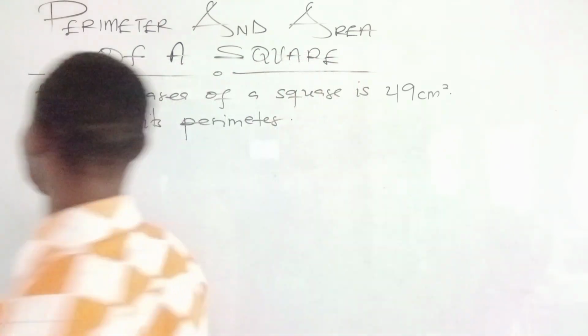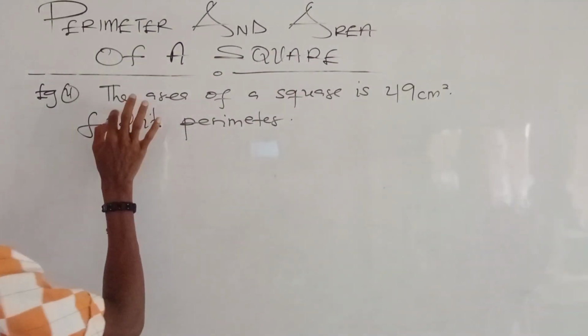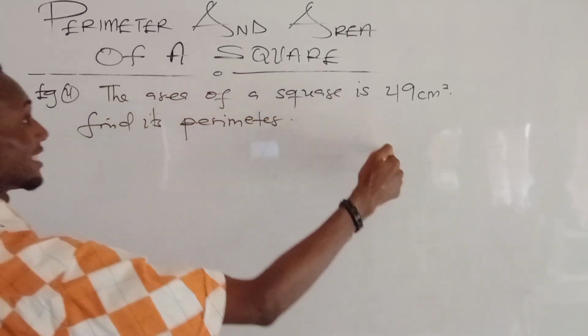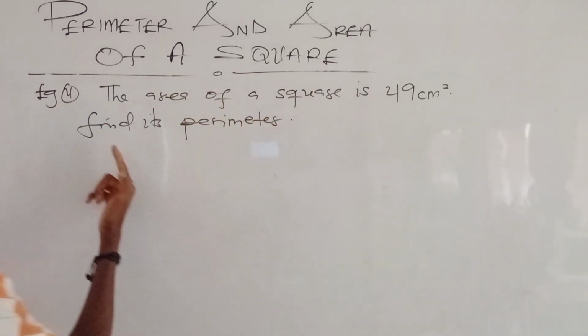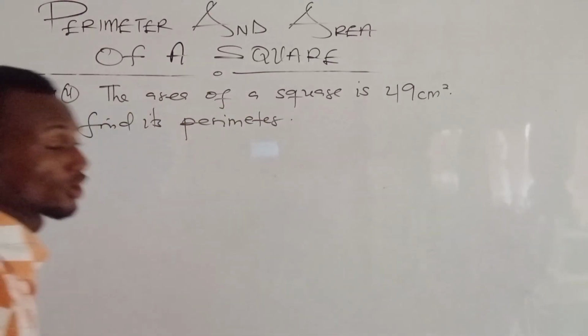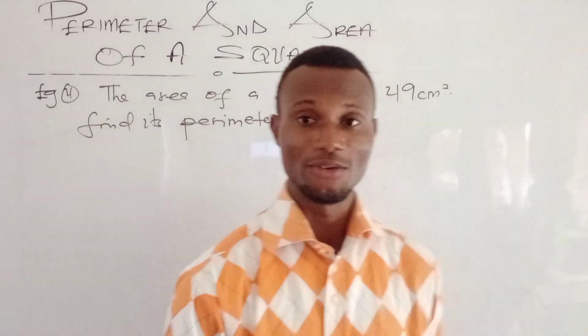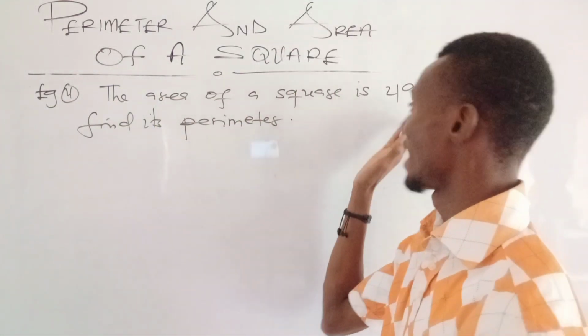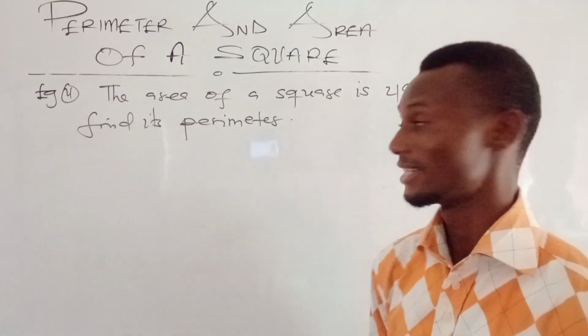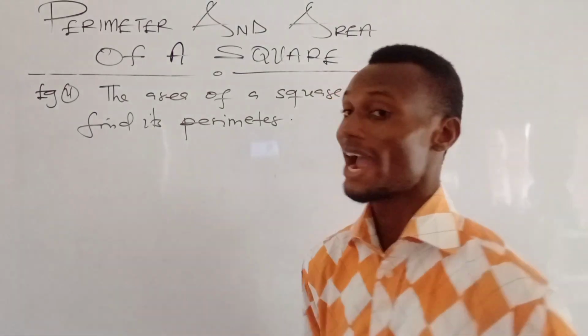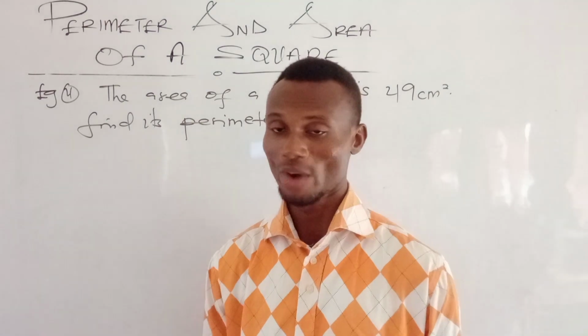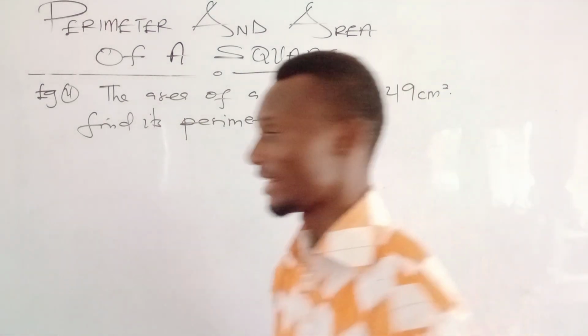So let's read the question. Example 4, it says that the area of a square is 49 centimeters square. It says we should find its perimeter. So we have been given the area of a square, which is 49 centimeters square. Then we are being asked to find the perimeter of the square. So let's go ahead and do it together.